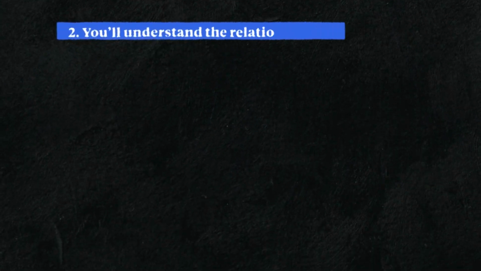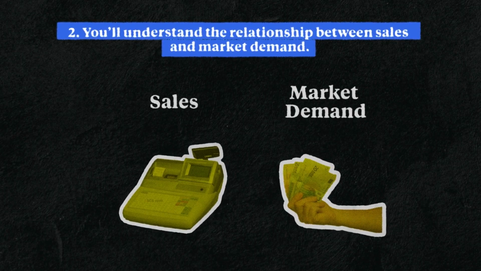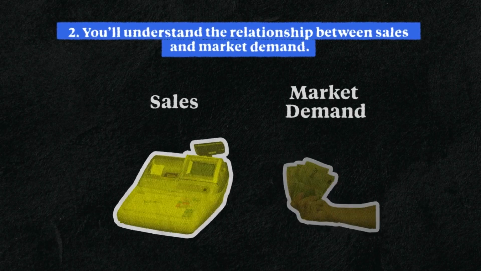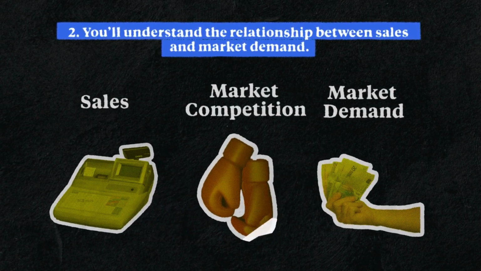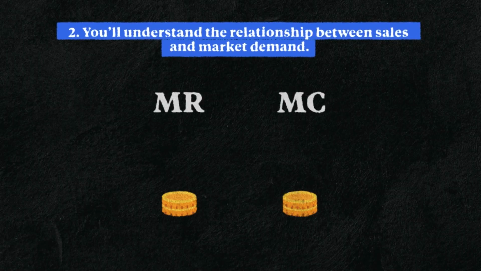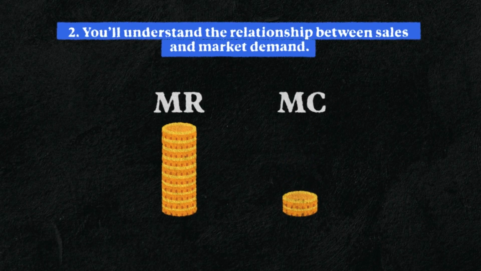Number 2, you'll understand the relationship between sales and market demand. Marginal revenue helps companies understand the relationship between sales, market demand, and market competition. In a perfectly competitive market, marginal revenue equals the product price at all output levels. But in reality, due to competition, the market is always going to be in flux.